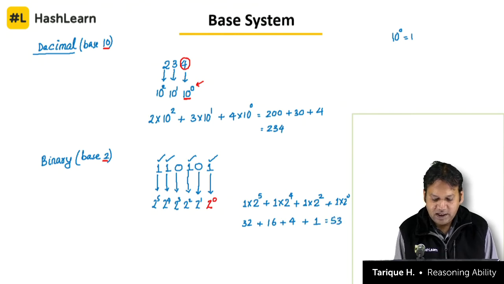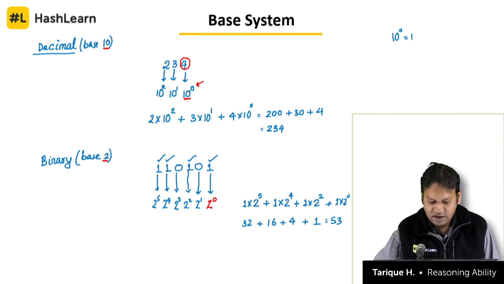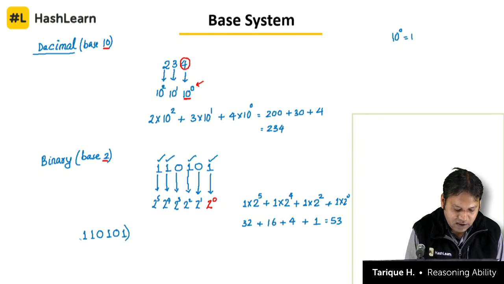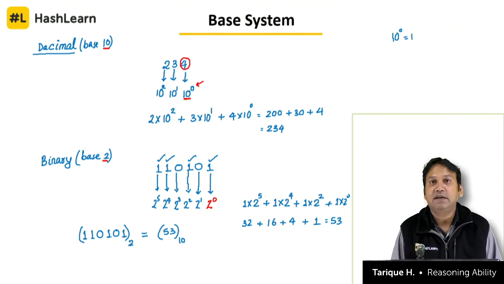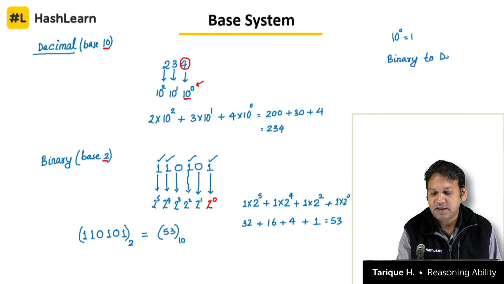53. So what we are saying is this, that 110101, which is a number in the binary base system, is equal to 53 in the decimal base system. And what you have just learnt in this presentation is how to convert from binary to decimal. This part we have covered now, how to convert from binary to decimal system.